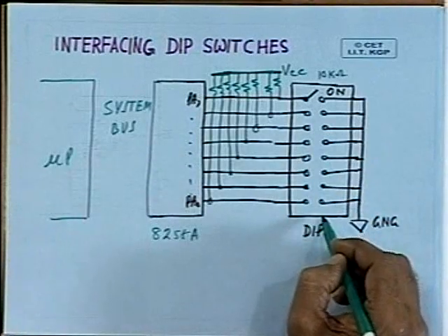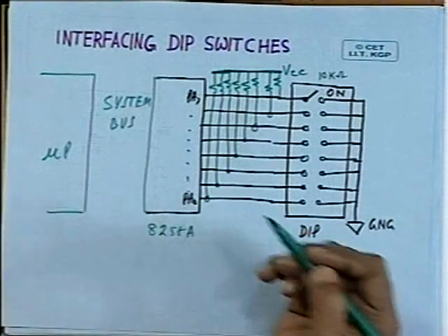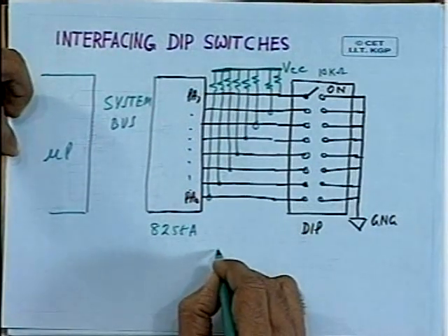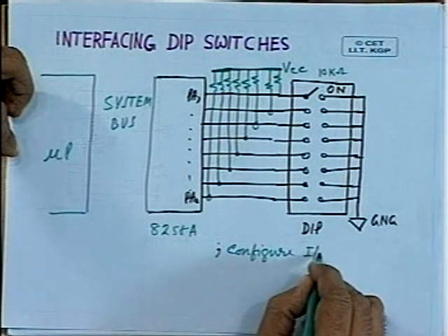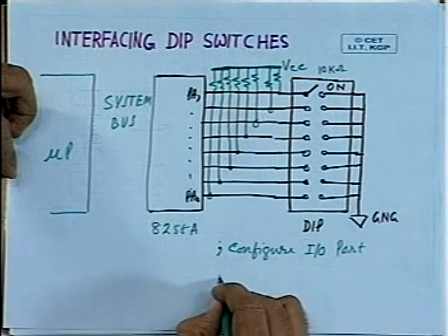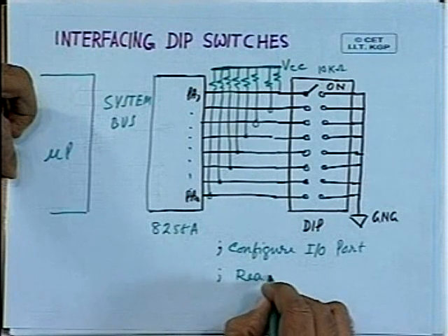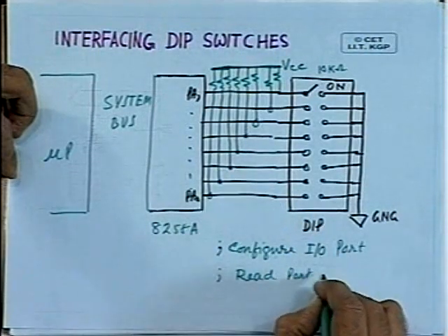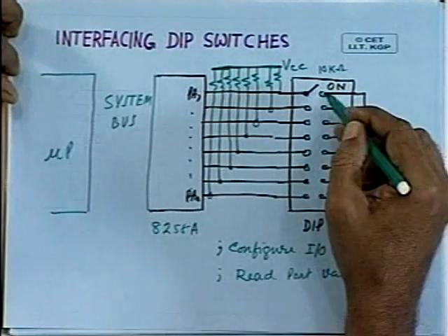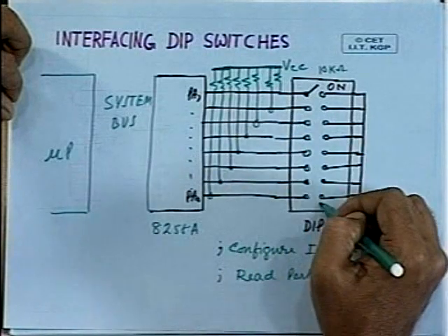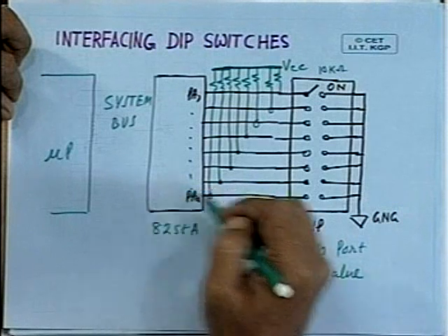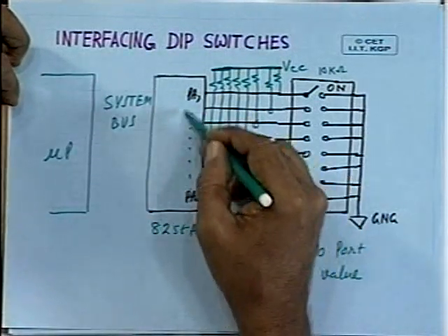So this is how you can interface a very simple 8-bit switch to the microprocessor through a port. And it is very simple. You have to perform just two operations. You have to configure the I/O port by using the usual commands, and after configuring it, you have to perform a read operation by executing an IN instruction, read the port value. As you read the port value, you will be able to find out what is the condition of these switches, that means which bit is on, which bit is off, and based on that, the value you want to convey to the microprocessor can be found out by reading the value through this port line. So this is how you can interface a switch.